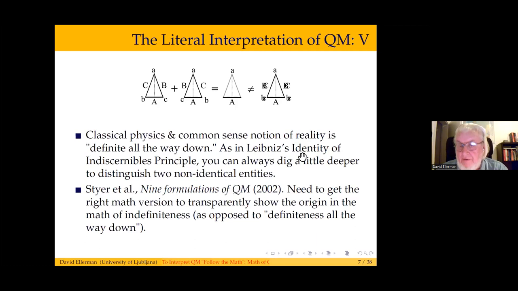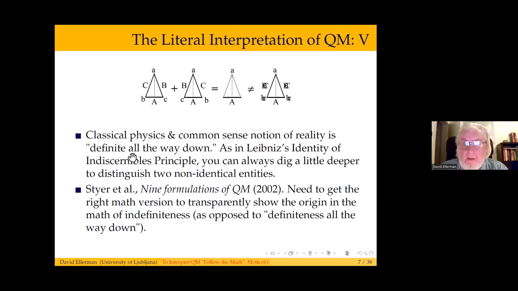And so that's where Leibniz's identity of indiscernibles principle comes from, because if you have two things that are not identical, then you just dig a little deeper, down, down, down, until you find a predicate where they differ, and thus you discern them. So if they really are indiscernible, then they have to be identical on this classical point of view.